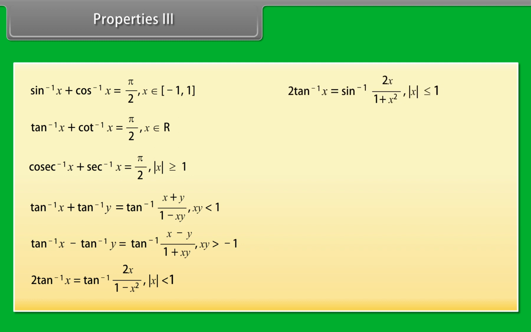2 tan inverse x is equal to sine inverse of 2x by (1 plus x square), modulus of x less than or equal to 1. 2 tan inverse x is equal to cos inverse of (1 minus x square) by (1 plus x square), x greater than or equal to 0. 2 tan inverse x is equal to tan inverse of 2x by (1 minus x square), minus 1 less than x less than 1.